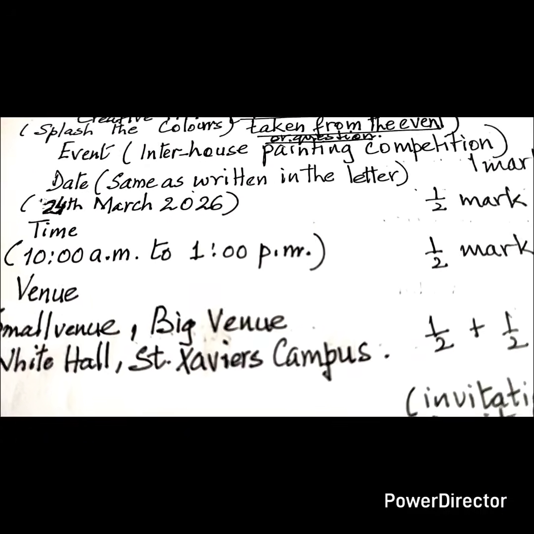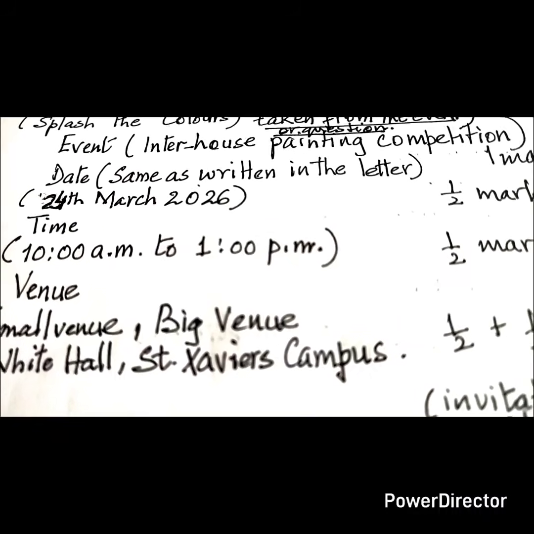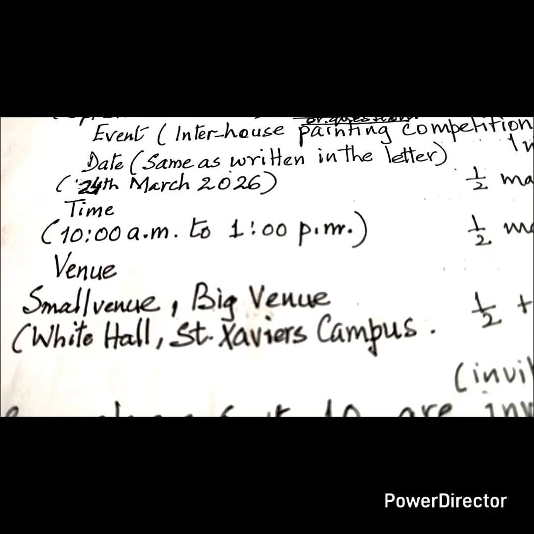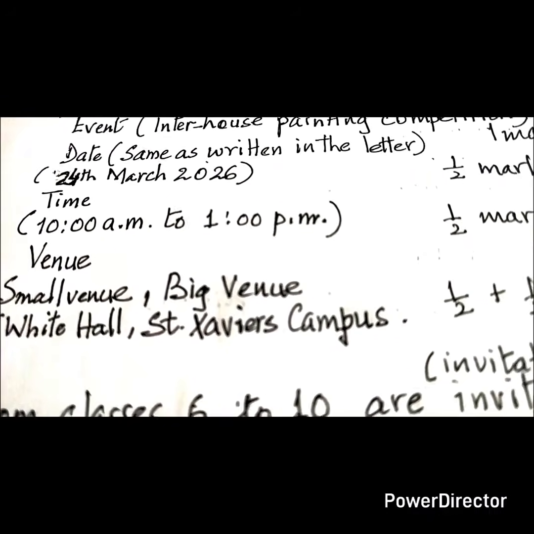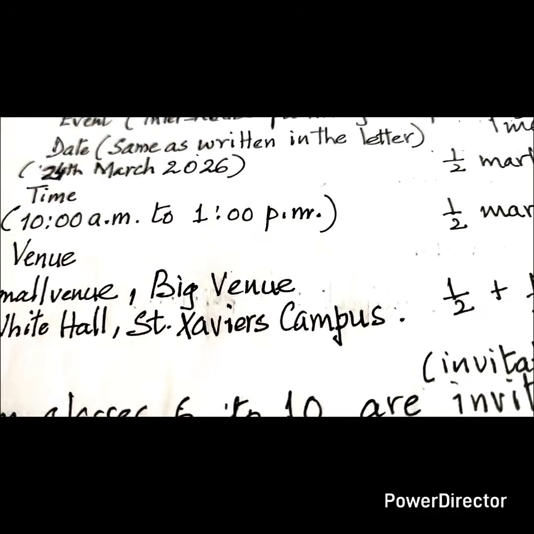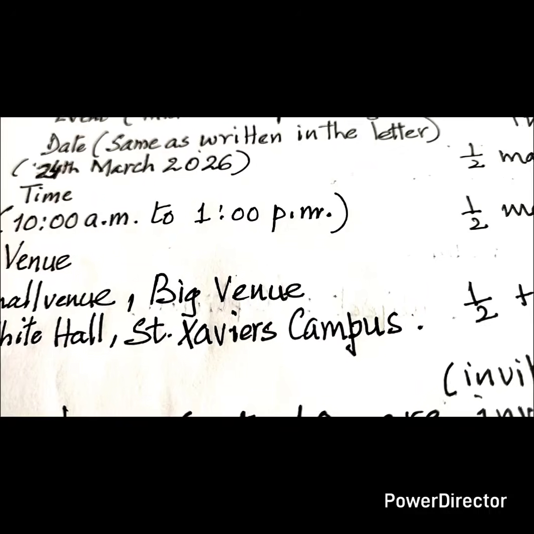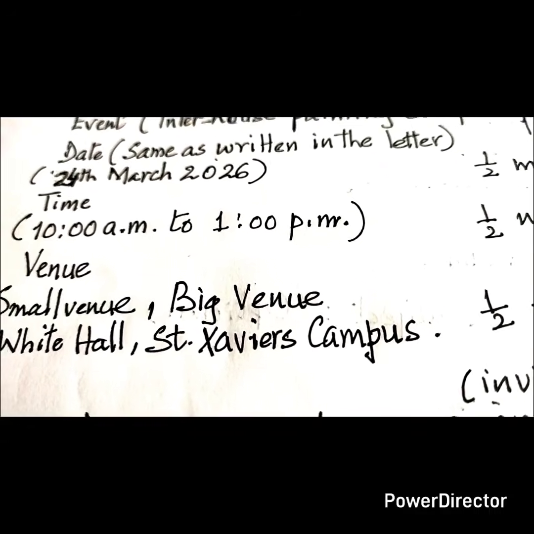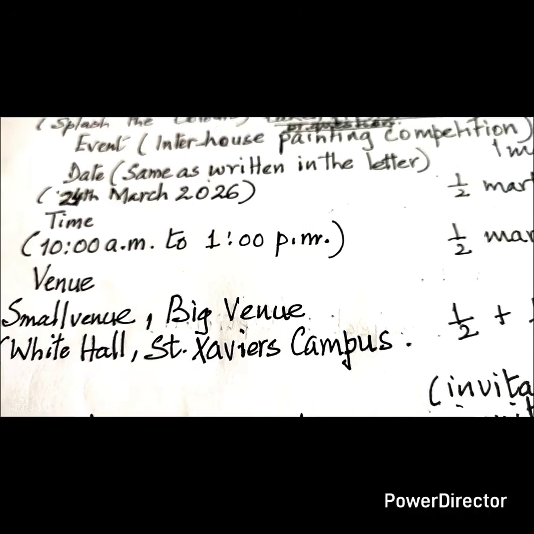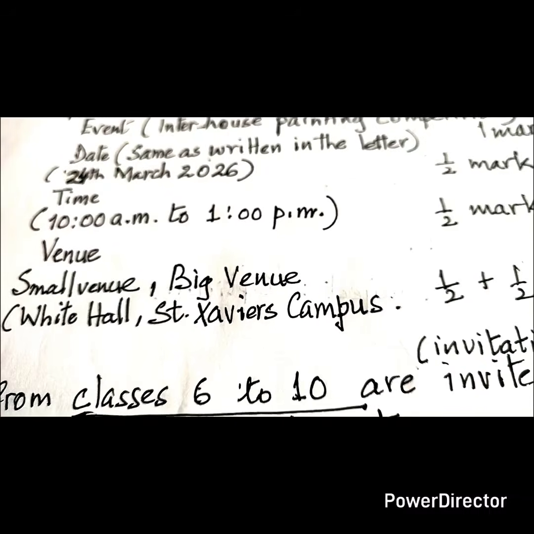In the next line, we write the time. For example, 10 a.m. to 1 p.m. Now there will be a dot after A and after M. There will be a dot after P and dot after M. This also carries half a mark.